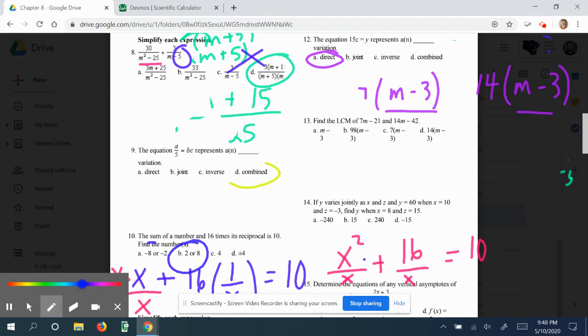So that's good. That means we don't have to add any other factors. Now, what's the least common multiple between 7 and 14? Well, it's actually 14 because I can multiply 7 by 2 and I get the same thing. So the correct answer to this one is D. Okay, 14 times m minus 3.